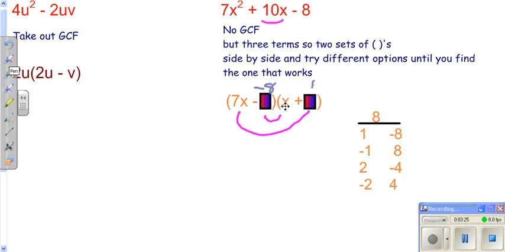Here we'll get a negative 8x and a positive 7x, which do not add together to give you your 10x. So then you could try flip-flopping these two to see if that makes a difference. Try the plus 1 here and the minus 8 here. Then you would get a negative 56x on the outside, a 1x on the inside. Does not work to give you that. Well, you keep doing that trial and error with all your different options here, and you end up finding that your negative 4 and your 2 end up working.